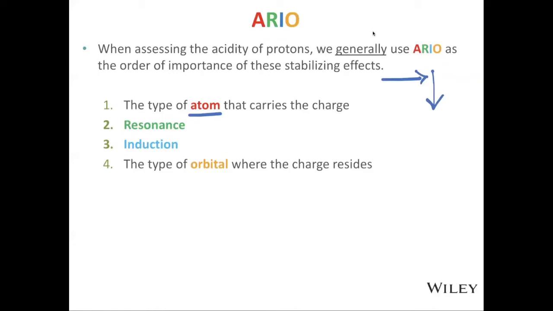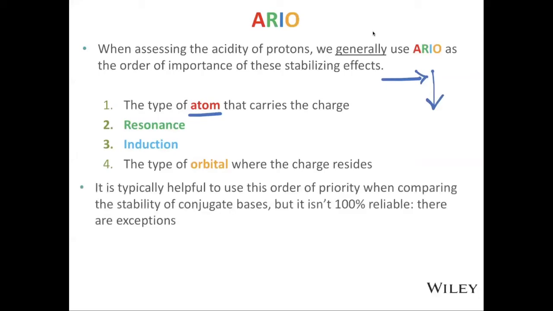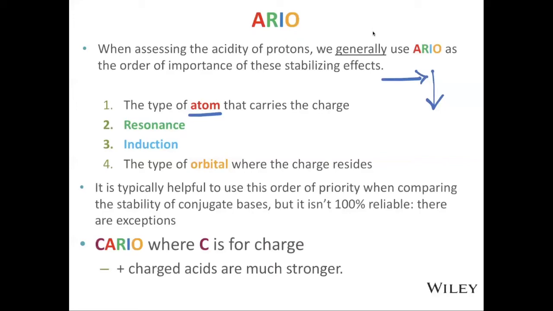Inductive effect, if you have electronegative atoms located on the molecule away from the site where the proton is donated, that conjugate base will be stabilized with the electron withdrawing groups pulling electron density away from that conjugate base. And finally, the orbital, as the s character increases, the acidity increases. And so I hope this helps summarize acids and bases in terms of deciding which acids are strong and which acids are weak. And again, this ARIO is not 100% of the time, but it works much of the time.